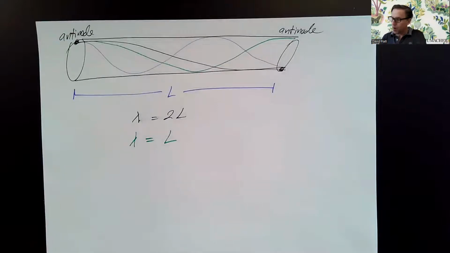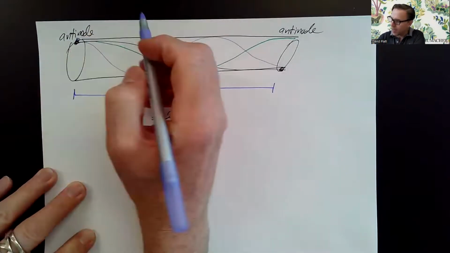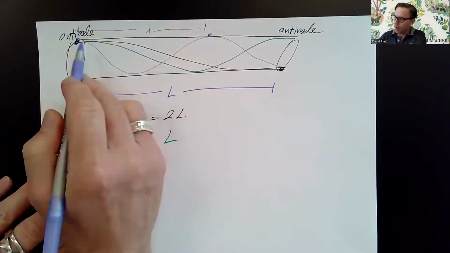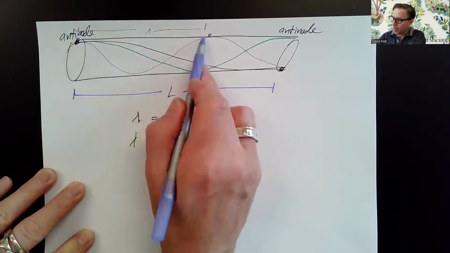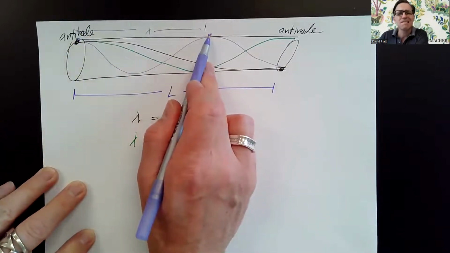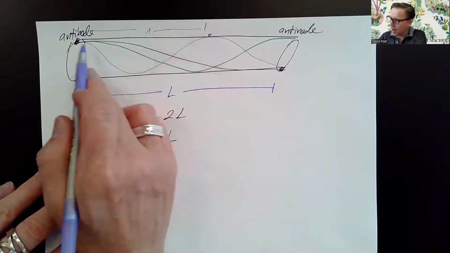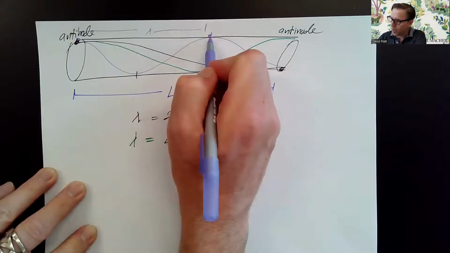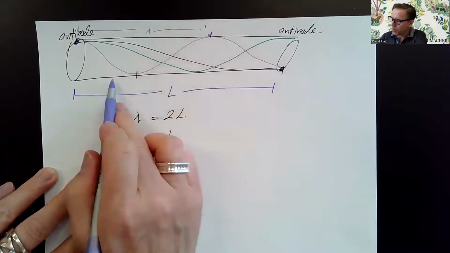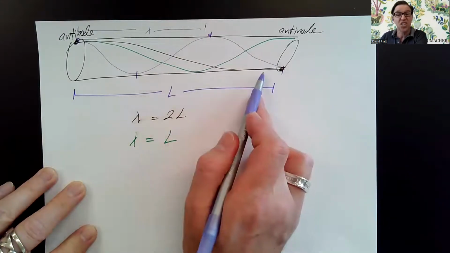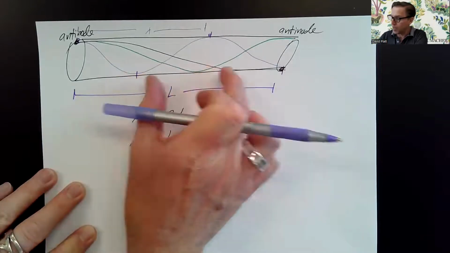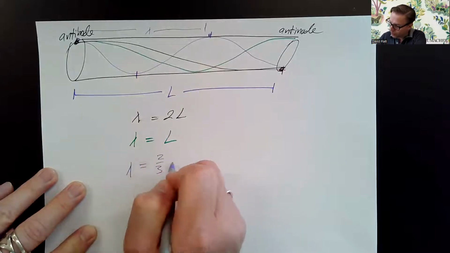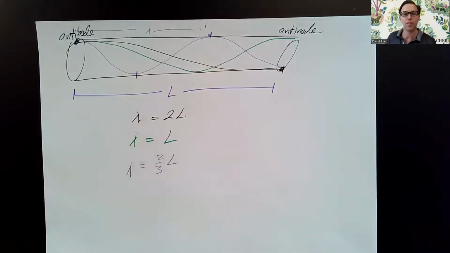Now, this purple one might be a bit challenging. From here to here is what I want to call the wavelength, from a crest to the next crest. Huh, how far is that? I've got from crest to trough, from trough to crest, from crest to trough. Do you see that the pipe has been divided into thirds? This one, and this one. And it took two of those thirds. The wavelength is two of the thirds of L.